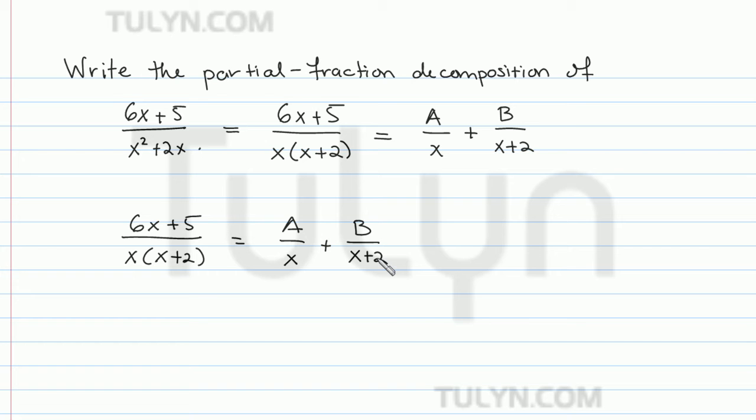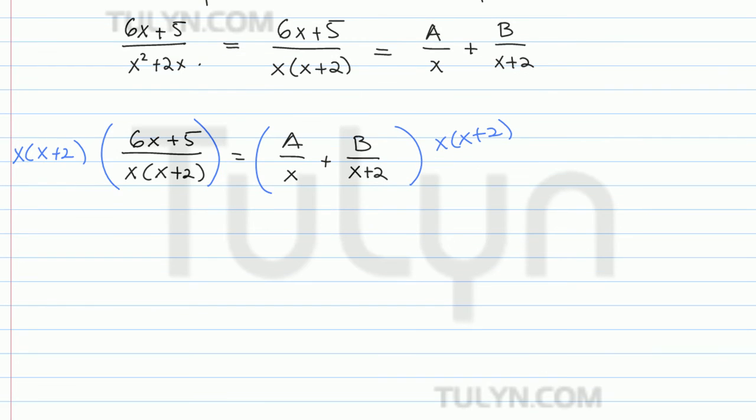The first thing I want to do is get rid of the denominators by multiplying by the LCD. And the LCD is x times (x + 2), right? So I want to multiply both sides of the equation by x(x + 2). On the left, this x(x + 2) cancels out with the denominator, so we're just left with 6x + 5.